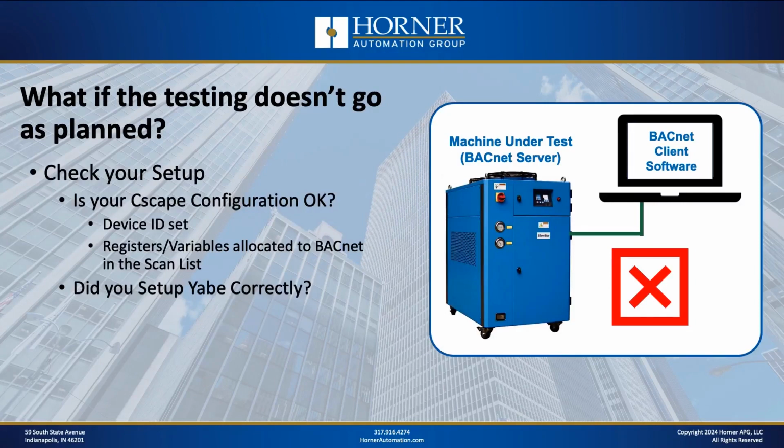Okay, if things aren't going the way you want, what are some things that you can look at? Well, of course, you're going to want to double check your setup in Cscape. That's very important. Have you set the device ID the way you want it? Are the registers or variables that I want exposed to BACnet appropriately mapped? Has that been happening? And then is YABE set up correctly? Now, frankly, there's not a whole lot of setup to do for BACnet IP. So the likelihood is that it's got a really good chance of working on the first try. But again, those are some things to check if it doesn't.